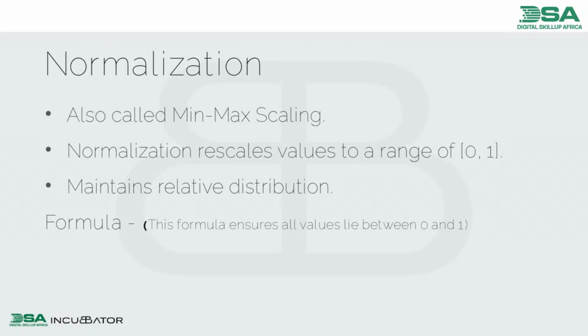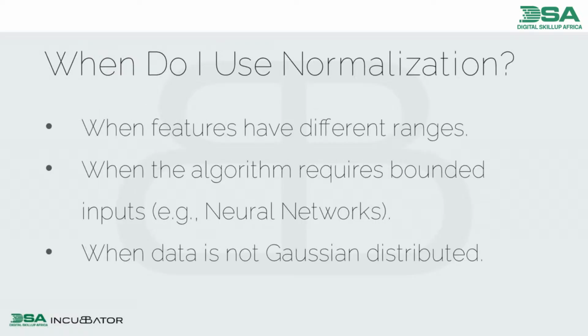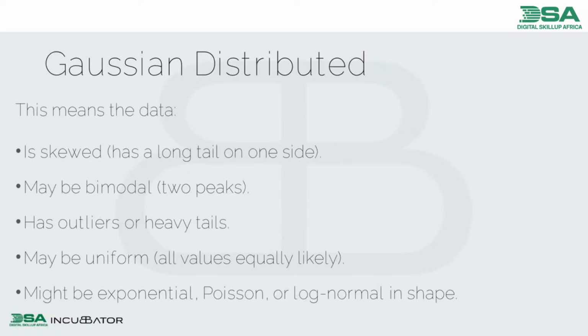Thank you. Then we talk about your normalization, which is your min max. These are things that you encounter when you are working on your data set. You see things, you need to normalize your data. You need to maintain your relative distribution. So how do you calculate your normalization? When do I use normalization? When your features have different ranges, when the algorithm requires bounded inputs, or when your data is not Gaussian distributed.